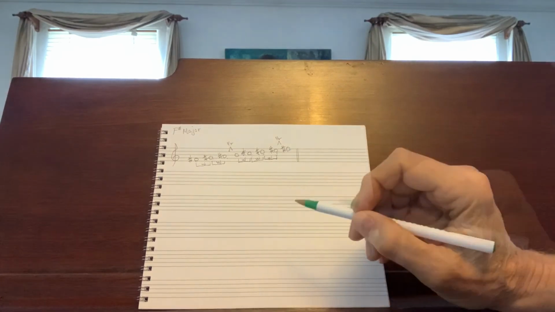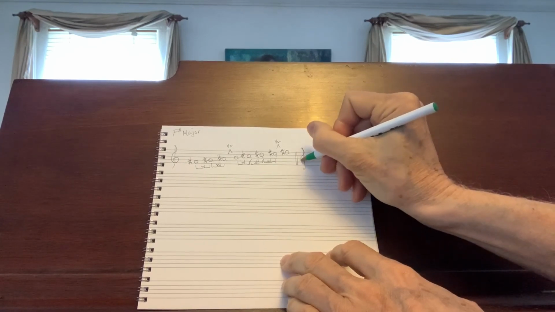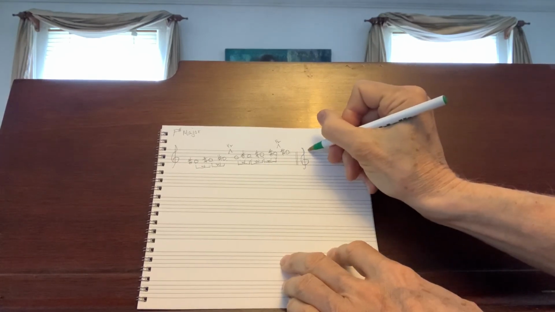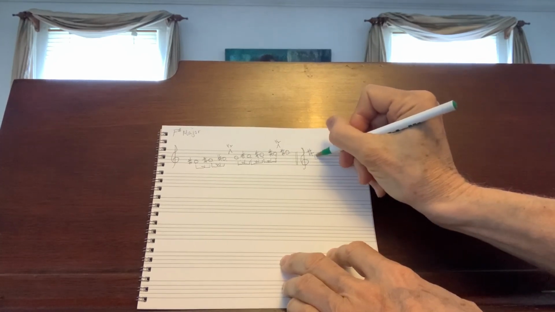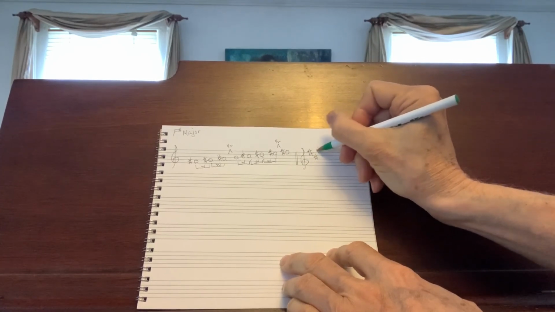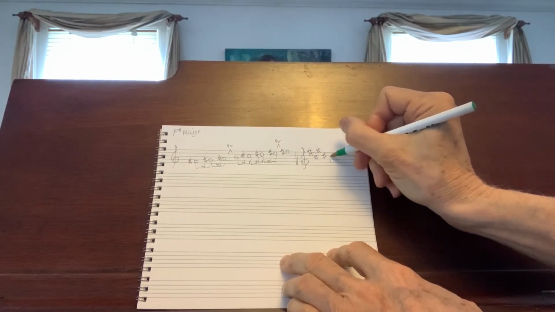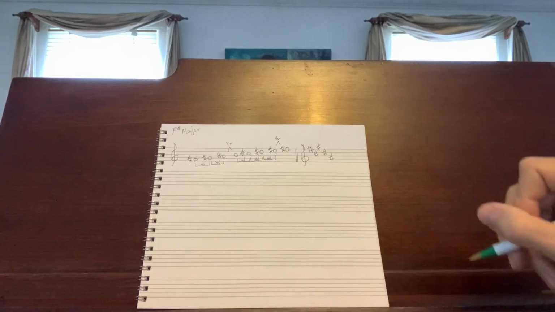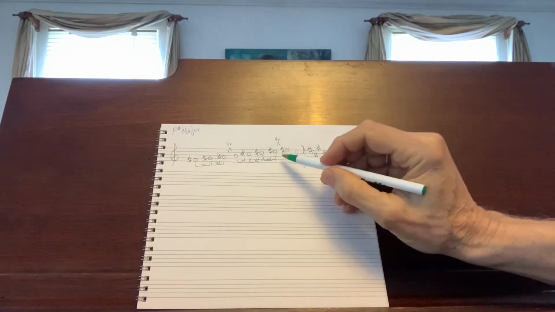So writing that out, we have treble clef, and we're going to just write in the key signature for B first. F sharp, C sharp, G sharp, D sharp, A sharp. And that leaves us now with the E sharp.